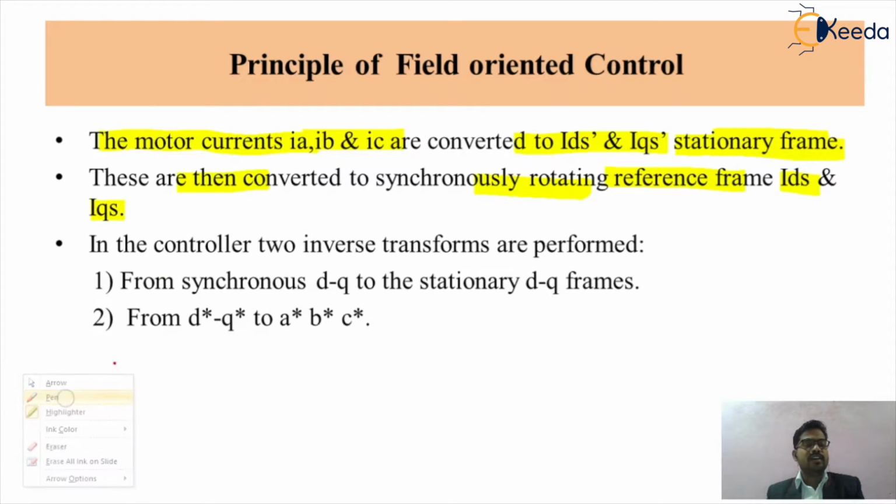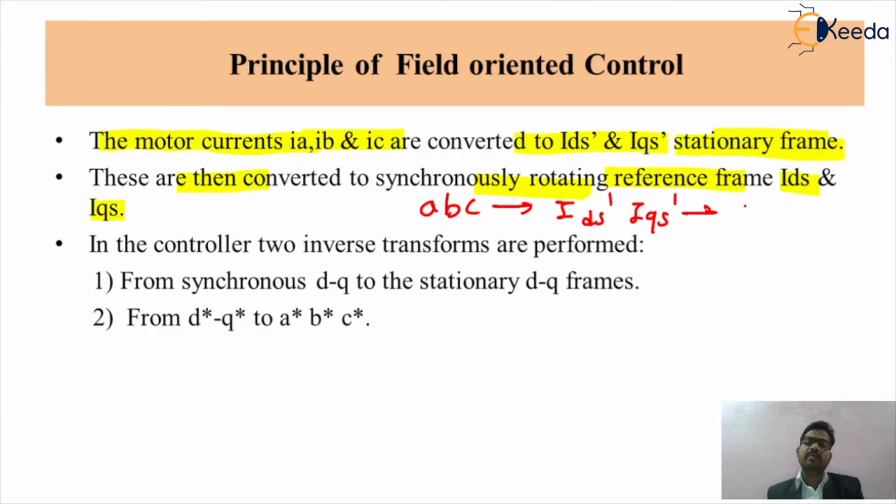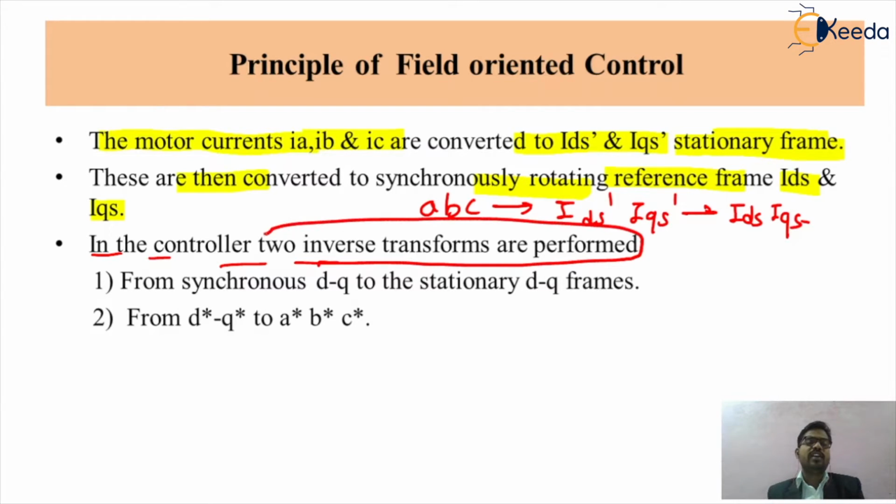Again I can write the ABC conversion to IDS, IQS. This IDS and IQS are called a stationary frame, and now we are converting into a rotating frame. So this will be the working principle. In that controller, basically we are getting two inverse transformations, which we had already discussed.